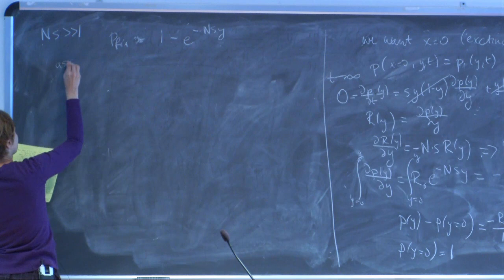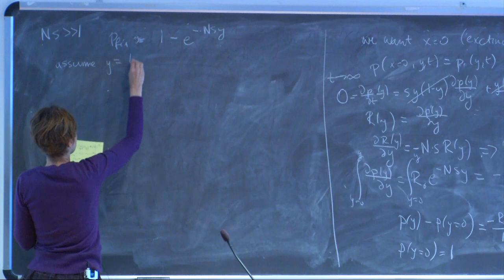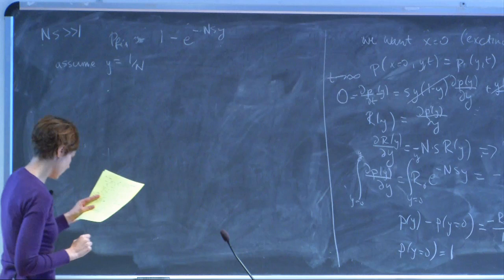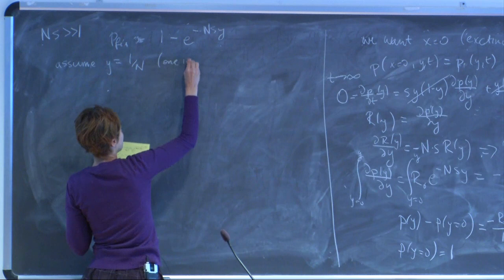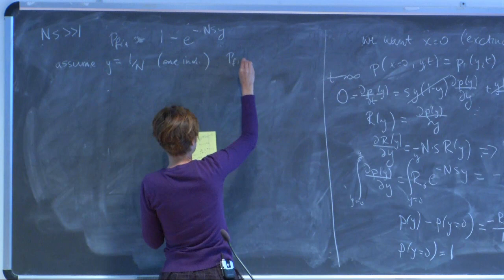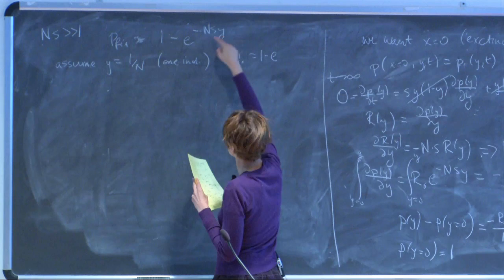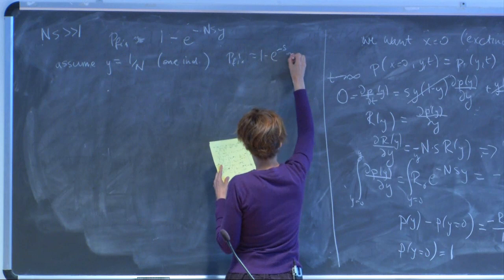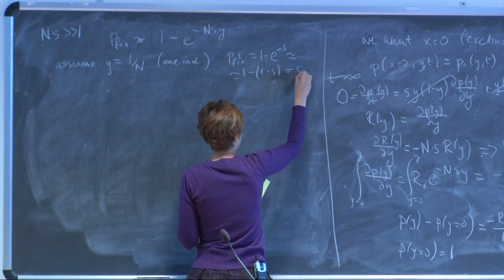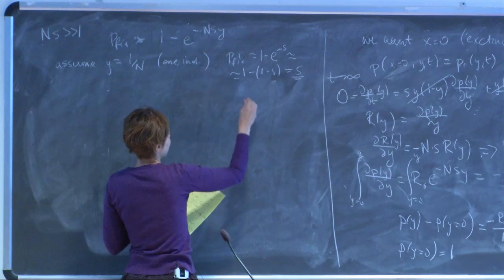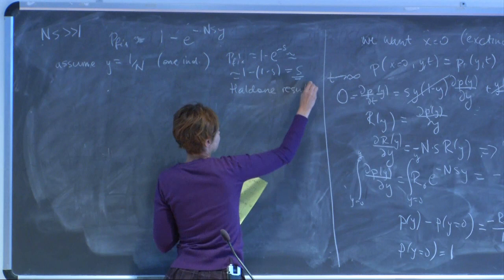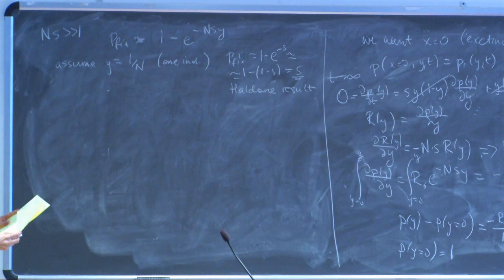And if we say now that y is 1 over n, so initially we have one individual at the time we're looking at, then that means that this P fixation becomes 1 minus e to the minus s, which again, for small s, I can expand as 1 minus (1 minus s), and so this is equal to s. Okay? So this has a name. It's called the Haldane result, that the probability of fixation is proportional to the selection. For a beneficial mutation starting from one individual.